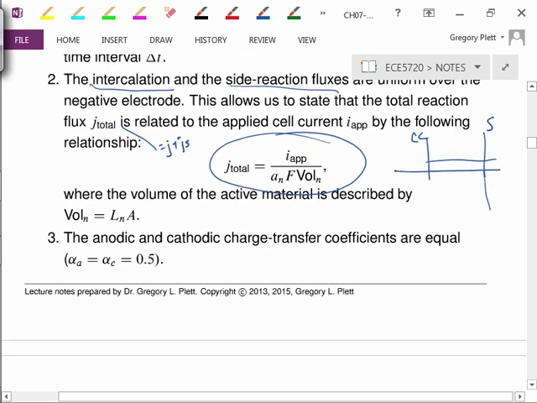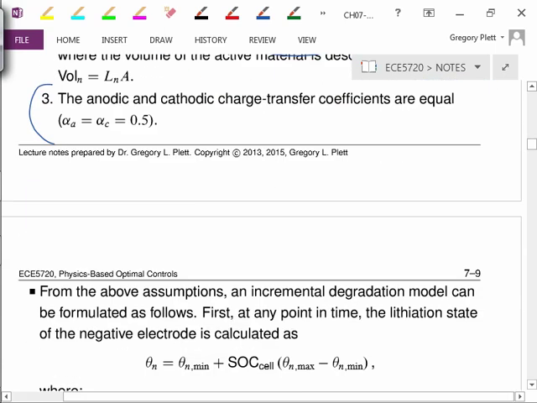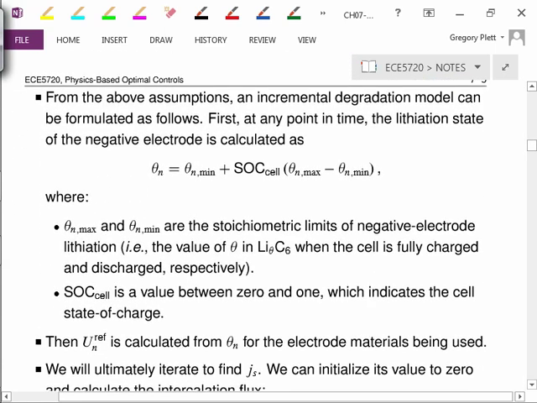We assume that J total applies everywhere in the electrode. We're not making specific calculations at different places. We assume that the regular reaction anodic and cathodic charge transfer coefficients are equal. So alpha equals 0.5, and that's pretty commonly seen in the literature, so that's probably not a bad assumption either. And from these added assumptions on top of Ramadass's assumptions, we can make our incremental model of degradation.